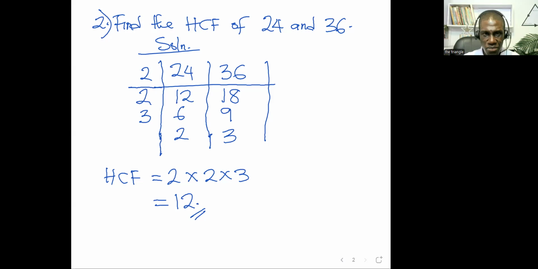So I think this will have to stop here for now. I believe this has proved to be helpful. So we have an alternative method of treating HCF. You can get the HCF of two or more numbers in less than 5 minutes, and you're done.